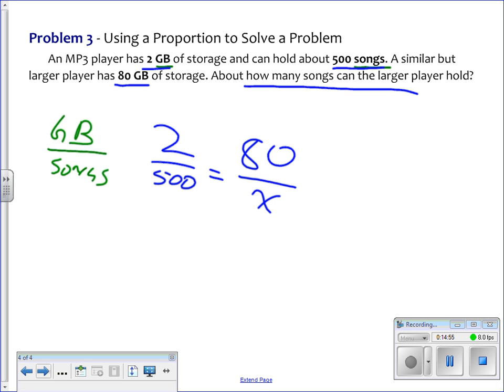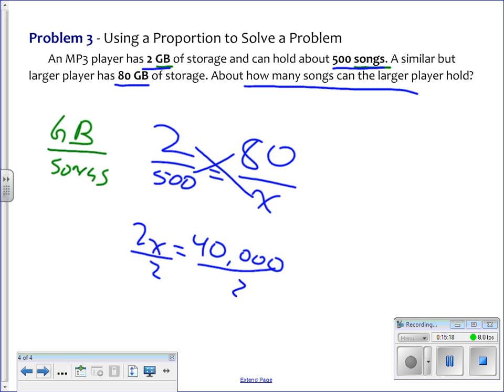Now solve, cross multiply. 2 times x is equal to 500 times 80. What's 5 times 8? 40. 40,000. With how many zeros? 1, 2, 3 zeros. So you got 40,000. Divide both sides by 2. So I can get 20,000 songs.